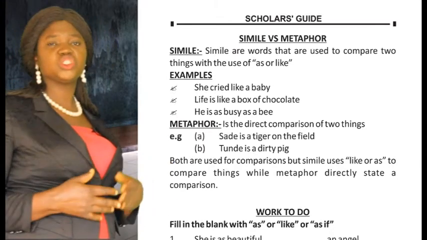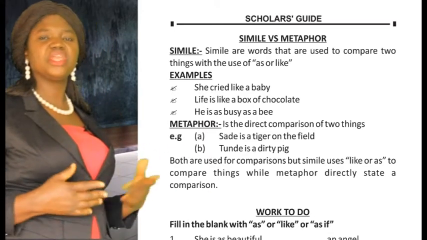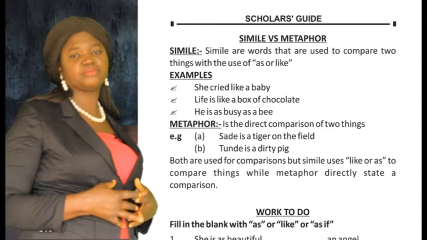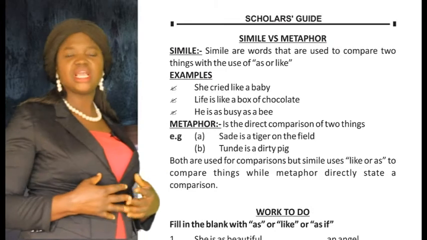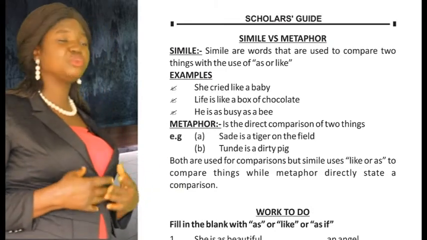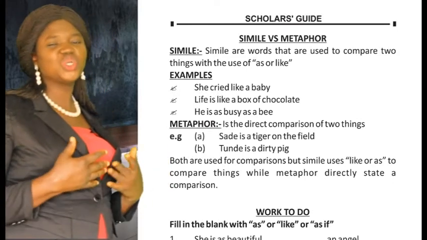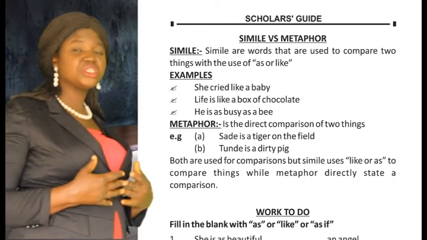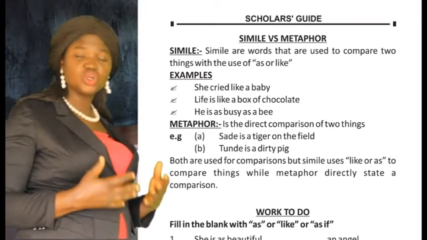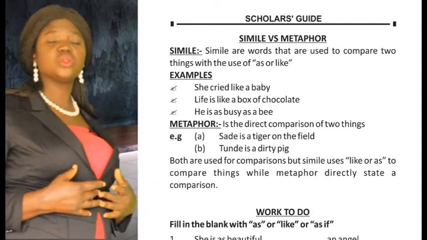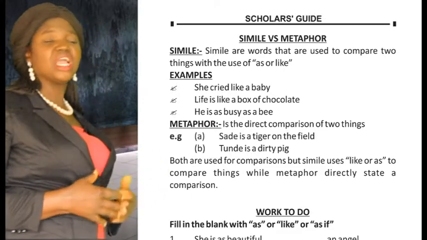A baby. That means when she cries, there's a kind of sound that we hear that is like the cry of a baby. So we use what? Like. The second example says, life is like a box of chocolates. You know, when you have your chocolate, you put it in your mouth. When you eat it, it melts in the mouth and you enjoy the sweetness, right? It's usually sweet and tasty. So they're telling us that there's something about life that is like chocolate. So life is like chocolate. So that like there is actually the comparison, showing comparison between life and chocolate.